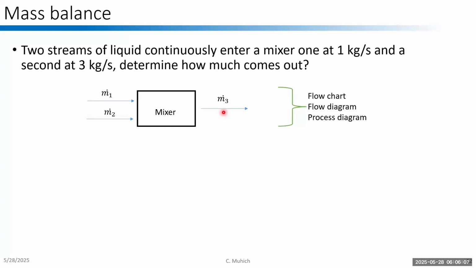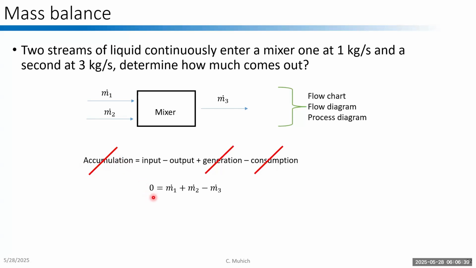Okay, so now let's go back and think about how we can determine how much comes out. So we're going to go back to our equation. We have accumulation equals input minus output plus generation minus consumption. And because we aren't told that anything is reacting, we can assume that there's no generation or consumption. And because we're having a continuous steady state process, there's no accumulation. So we're left with this equation that 0 equals input, so what's going in, M1 and M2. So they have plus signs. What's coming out is M3.